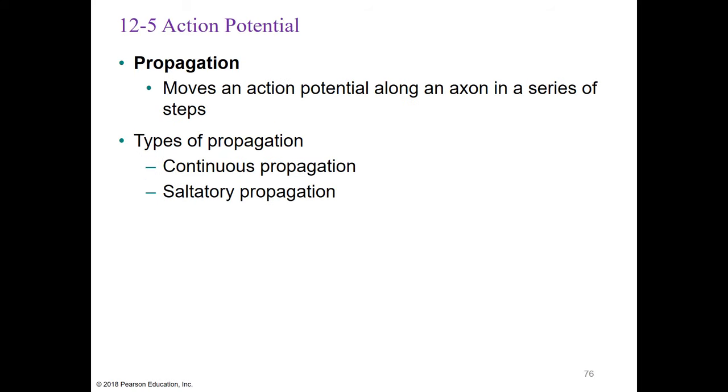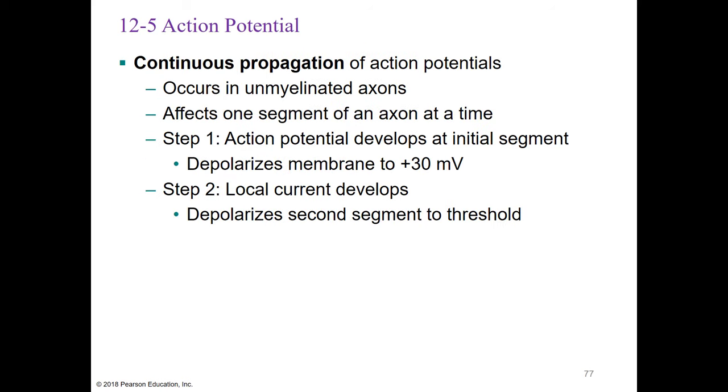So the last thing to talk about is propagation. Propagation is the movement of an action potential along an axon, which is actually a series of repeated steps. There are two types of propagation, continuous and saltatory. So let's begin with continuous. Continuous propagation occurs only in unmyelinated axons. Remember, these are the ones that are not wrapped with myelin sheaths. It affects one segment of an axon at a time.